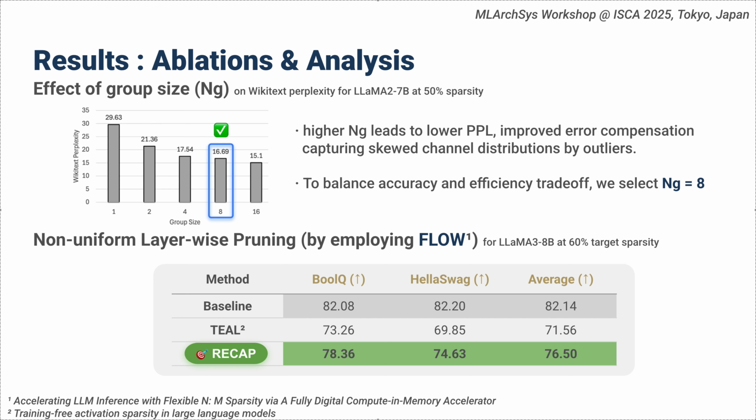We also compare ReCAP with TEAL, which applies greedy optimization for non-uniform layer-wise pruning approaches. We employ FLOW at a targeted sparsity of 60% for non-uniform layer-wise pruning. Experiments demonstrate that ReCAP achieves approximately 5% higher benchmark accuracy than TEAL, highlighting the effectiveness of ReCAP's compensation for pruning-induced errors. The table shows BoolQ and HellaSwag benchmarks.